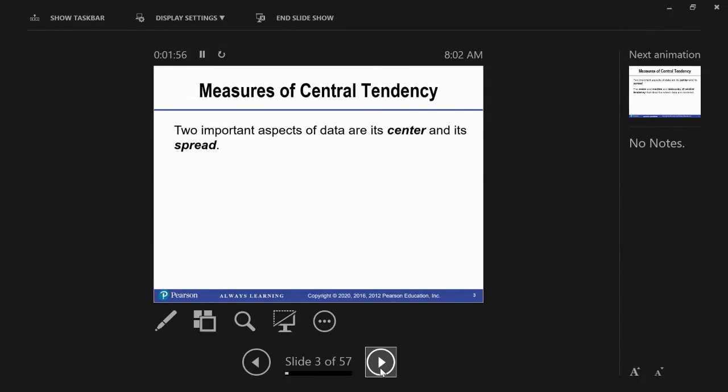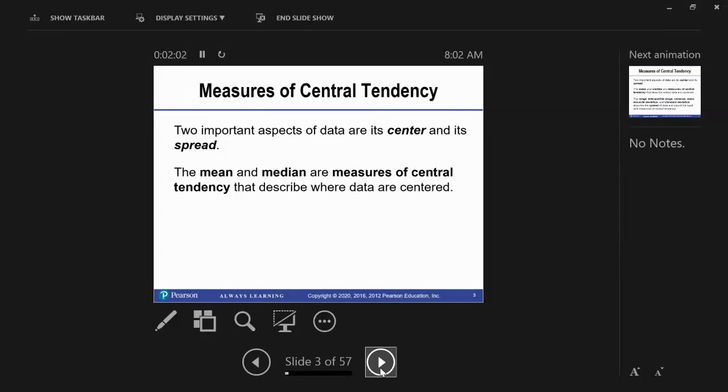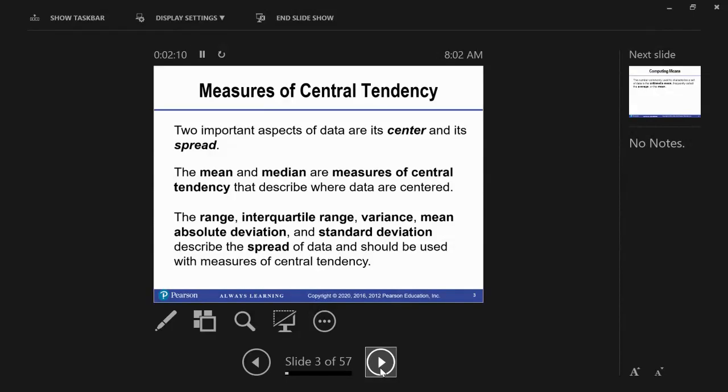So 2 important aspects of data are its center and its spread. The mean and median are measures of central tendency that describe where the data are centered. The range, the interquartile range, the variance, the mean absolute deviation, and the standard deviation describe the spread of the data, and they are what we call measures of spread. So let's get into what these highlighted words mean and look at how to find them.